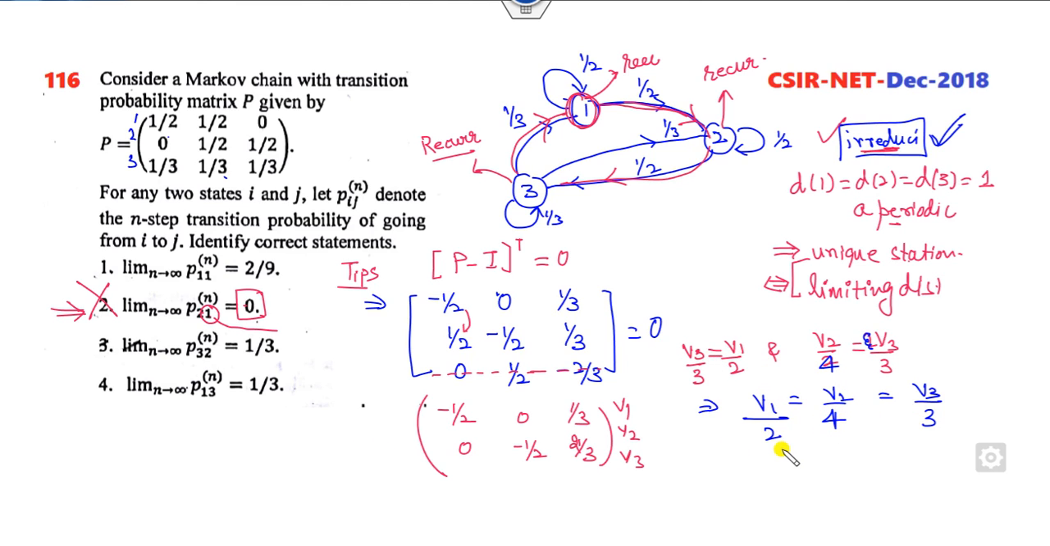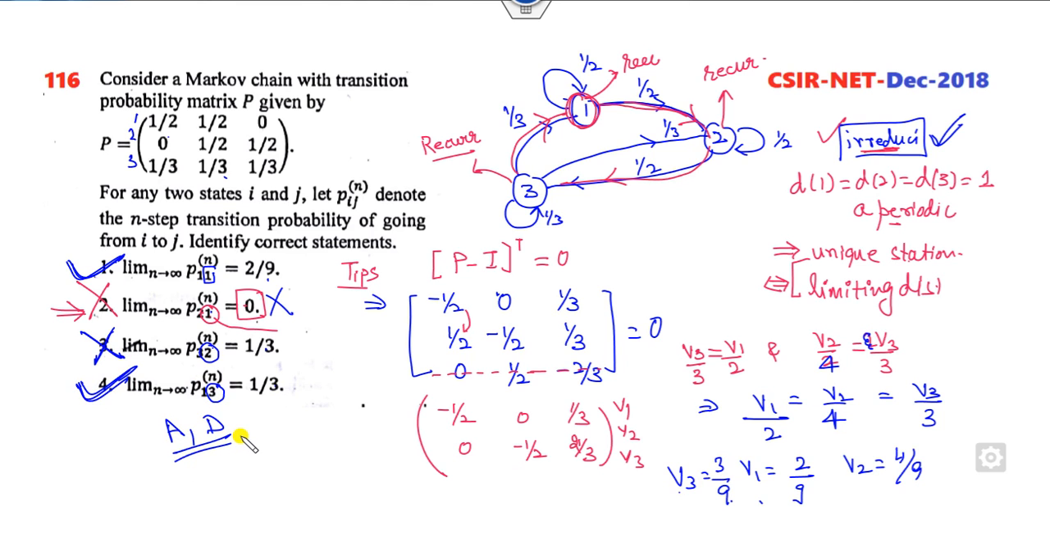So what is the value of V1? 2. What is the sum? 9. V2 is 4 over 9. V3 is 3 over 9. So look at V1, it's 2 over 9, satisfied. V1 is 0, wrong. V2 will be 4 over 9, but it's 1 by 3, so it cancels out. V3 will be 3 by 9, that's 1 by 3, which is the right answer. So A and D are the correct answers of this problem.